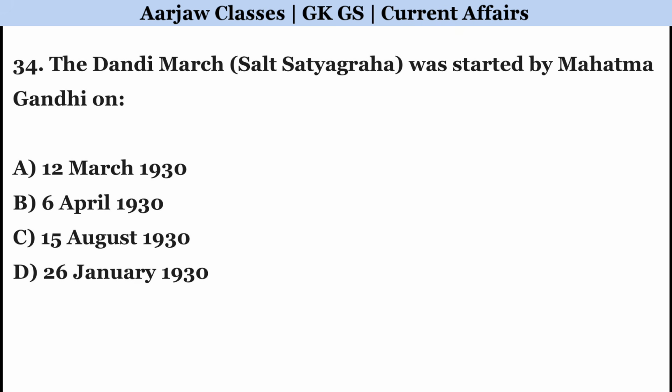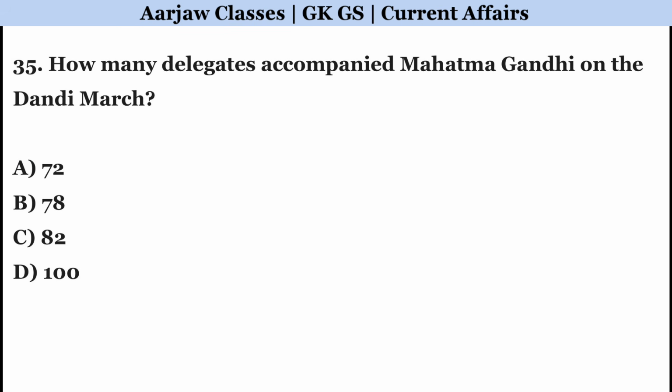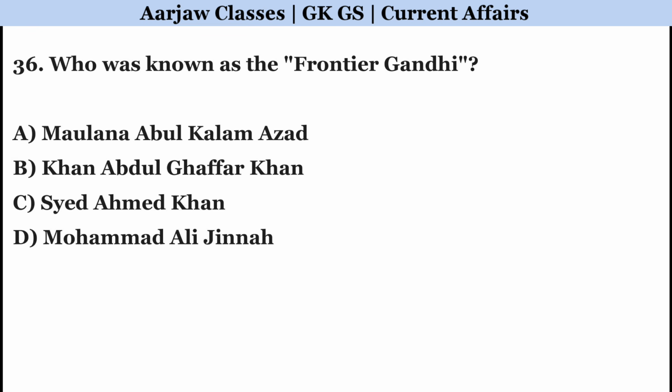The Dandi March or Salt Satyagraha was started by Mahatma Gandhi on. Correct option is A. On 12th March 1930. How many delegates accompanied Mahatma Gandhi on the Dandi March? Correct option is B. 78. Who is known as the Frontier Gandhi? Correct option is B. Khan Abdul Ghaffar Khan.